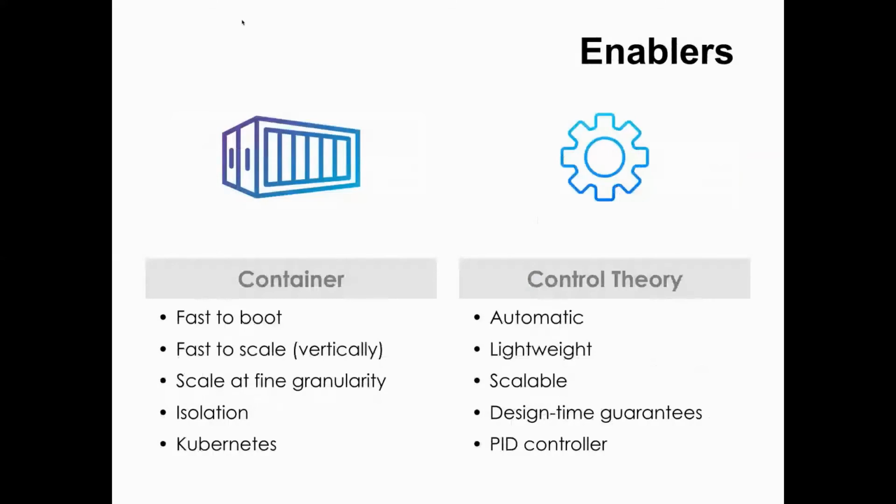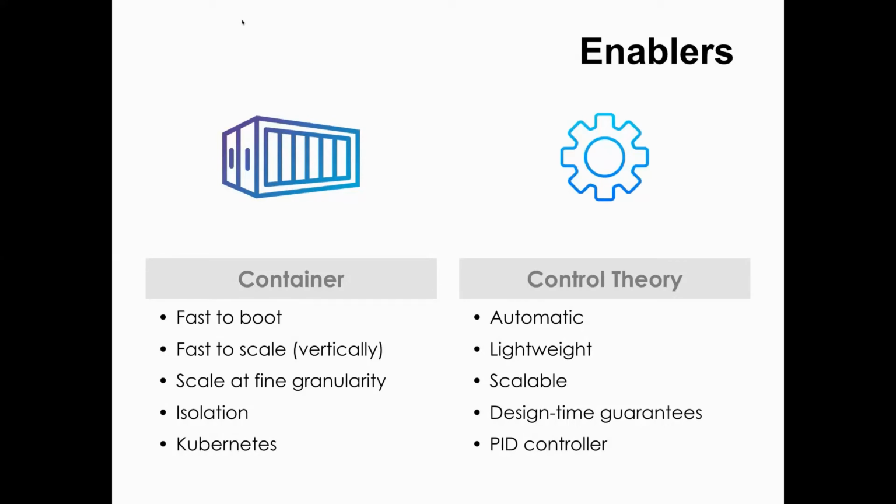Well, we have two main enablers for our solution. First, containers. A container is a lightweight virtualization technique. In particular for our solution, containers are important because they are very fast to boot and very fast to scale. They can be scaled even vertically, which can be done in hundreds of milliseconds. We can scale containers at a very fine-grained granularity. And they provide isolation between different applications running on the same machine. In fact, our solution controls multiple applications running on the same cluster of machines. And there are well-known orchestration tools for containers, in particular Kubernetes.